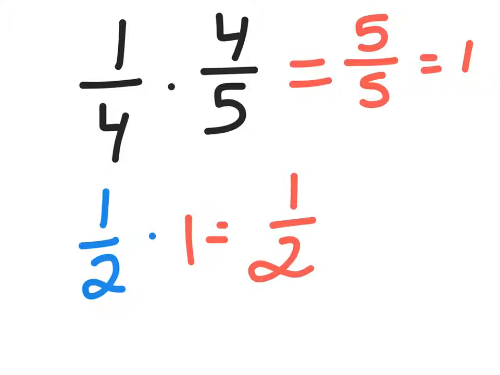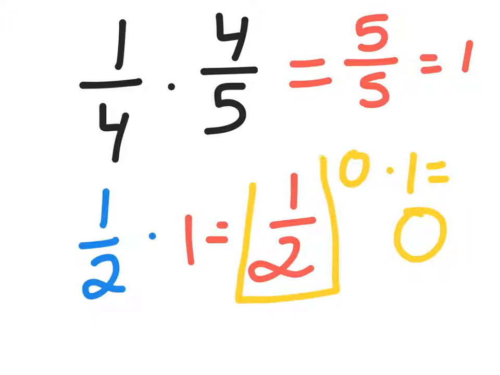Now you could have also gotten a different answer. You could have also got the answer of 0, if you would have rounded 1/4 to 0 instead of 1/2 and rounded 4/5 to 1. 0 times 1 is 0. So either one of these answers, either 1/2 or 0, are acceptable answers in this particular problem.